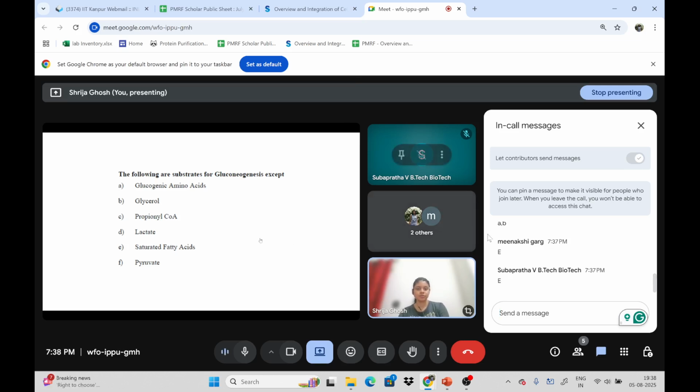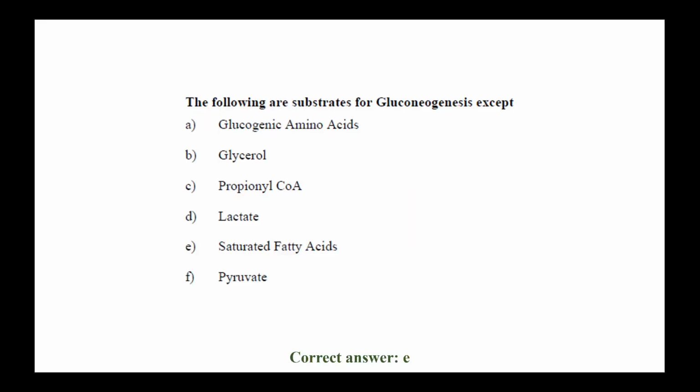So both of you have written option E, that is saturated fatty acids. So all of the other options are substrates of gluconeogenesis. Only saturated fatty acid is not a substrate of gluconeogenesis. So option E is the correct answer.